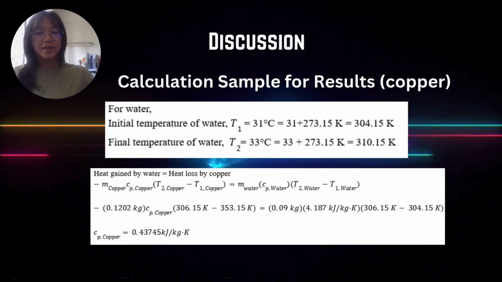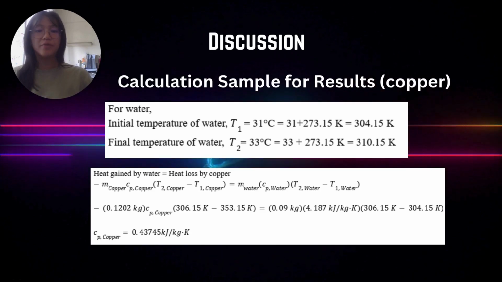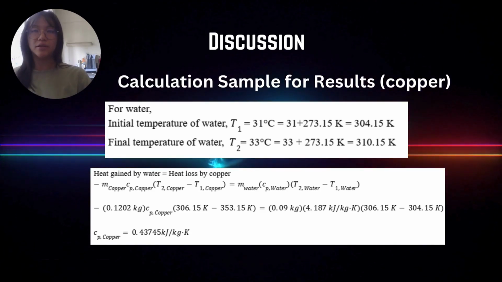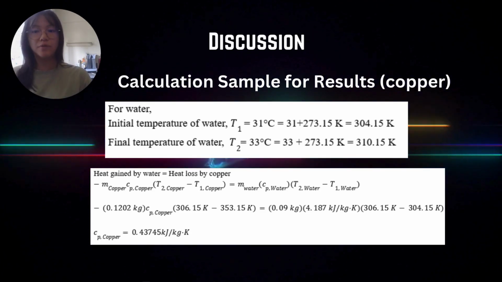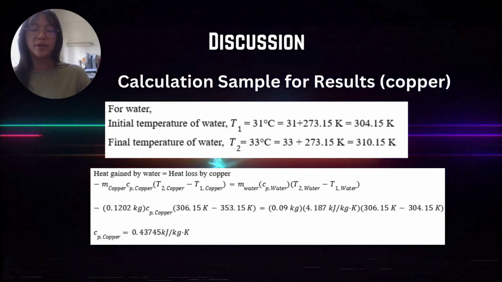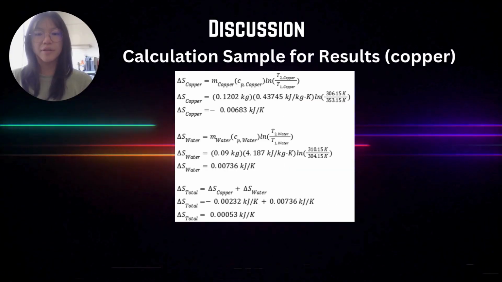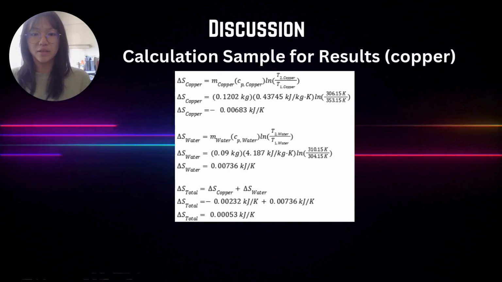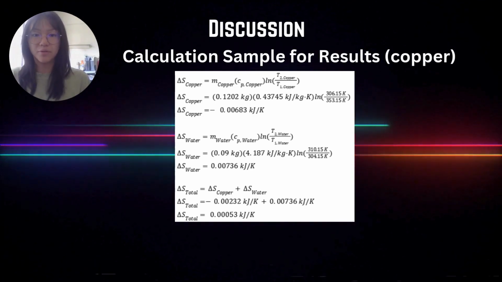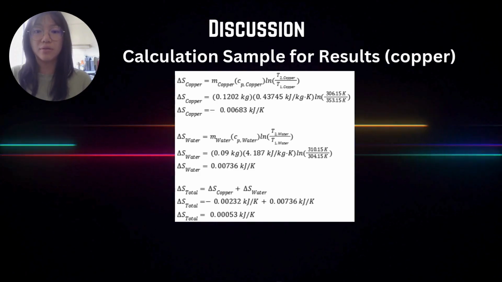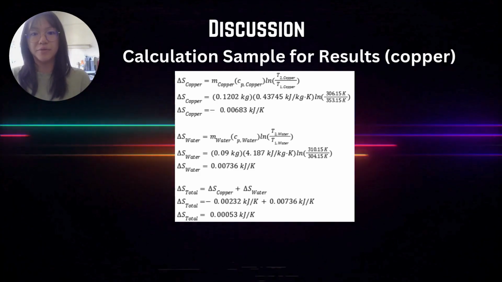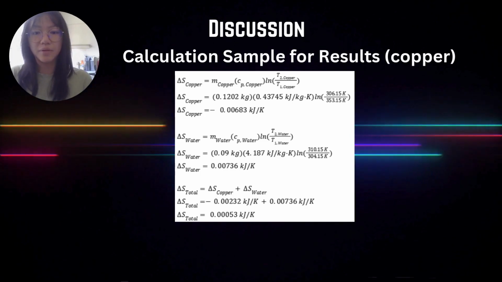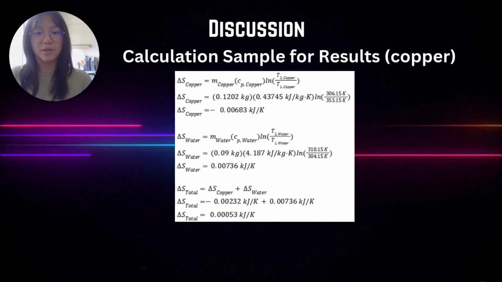Heat gained by the water equals heat lost by copper. After we apply the formula below, we get the specific heat capacity of copper, Cp, equal to 0.43745 kJ per kg·K. After we get the Cp of copper, we apply it into the S copper formula, which is m copper times Cp copper times ln of T2 copper over T1 copper. After the calculation, we get S copper equal to negative 0.00683 kJ per Kelvin.